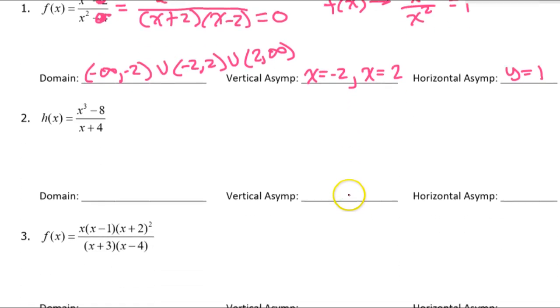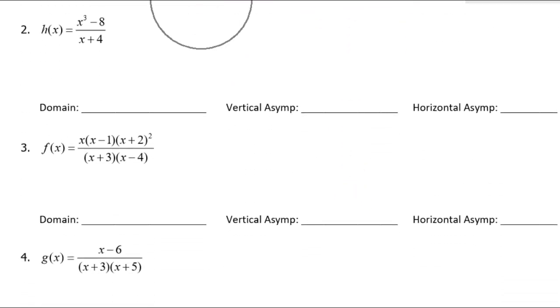Okay, looking at problem number 2. Okay, so the vertical asymptotes are going to come from setting the denominator equal to 0. So if I do that, I'm going to get x equals negative 4. So that's my vertical asymptote.